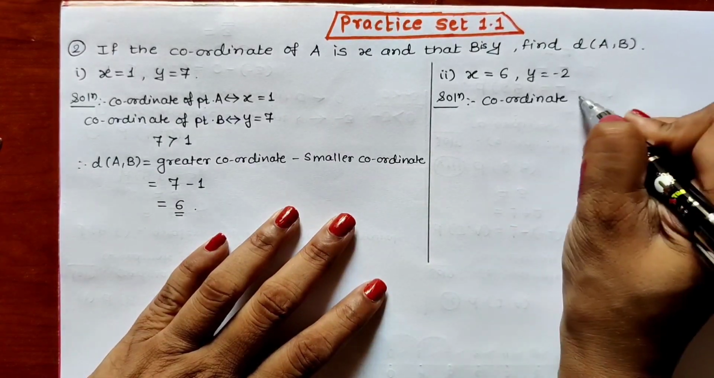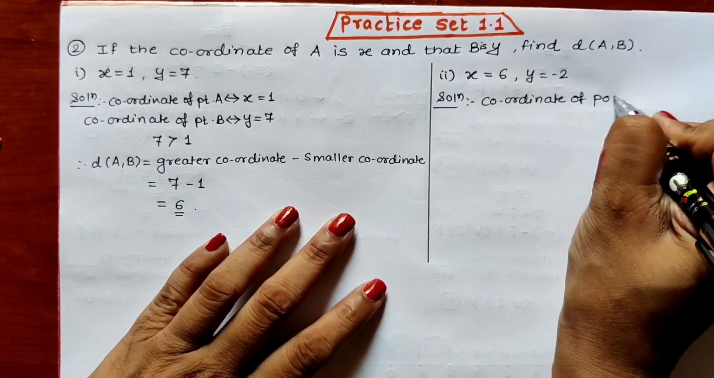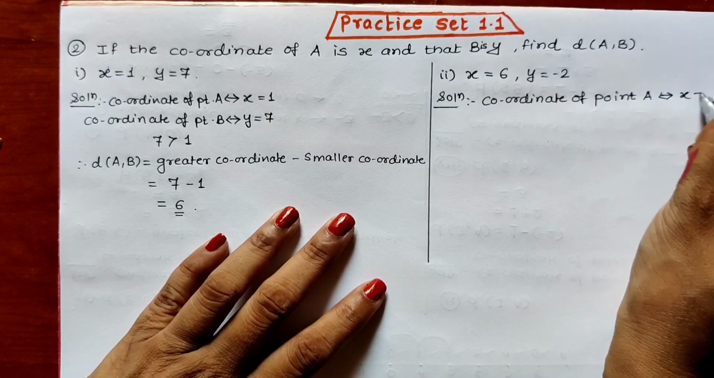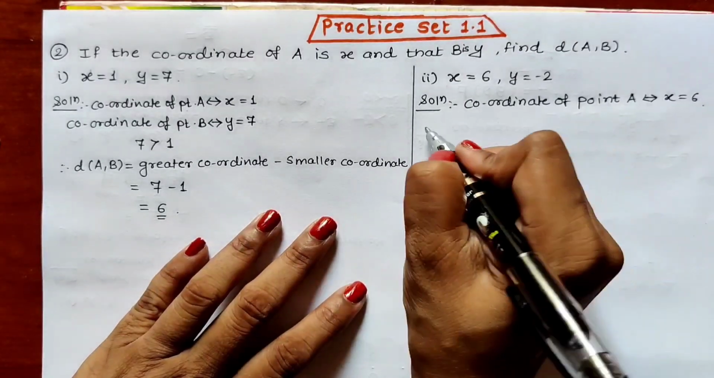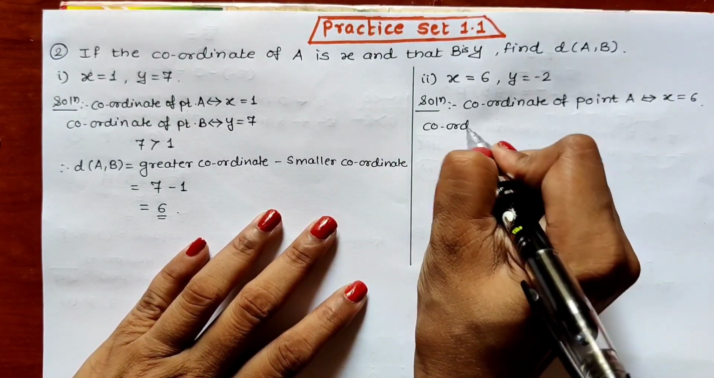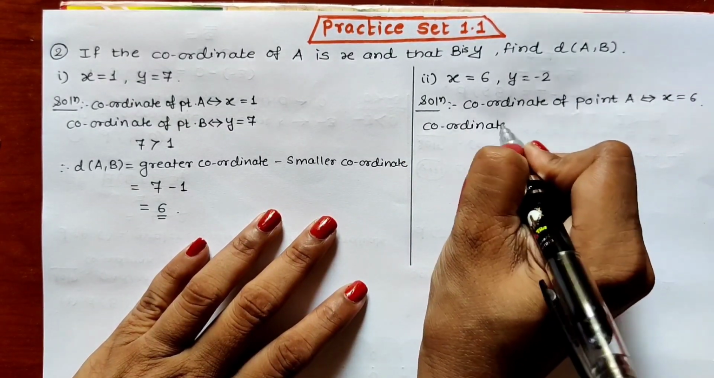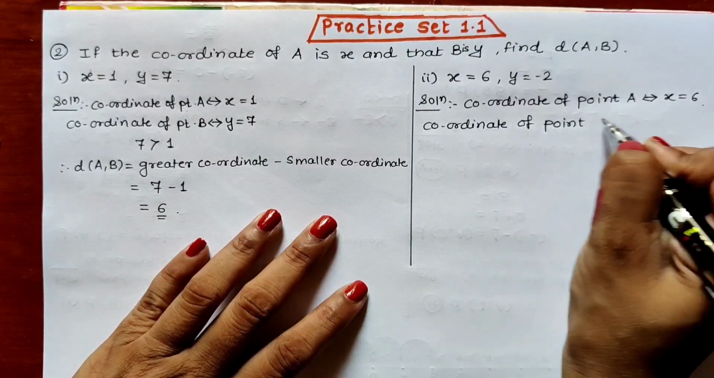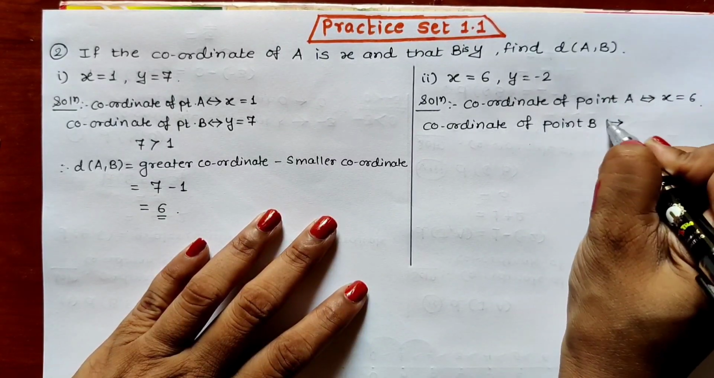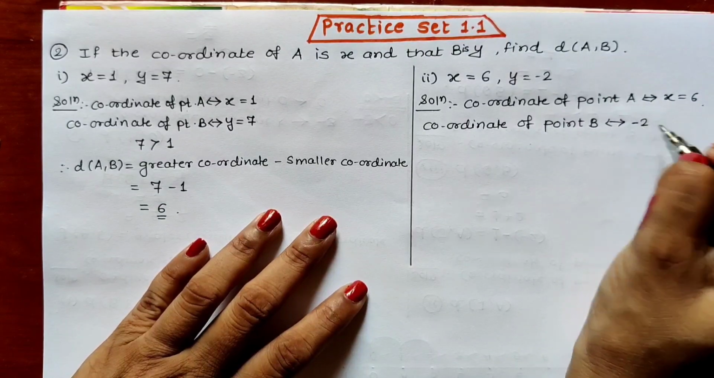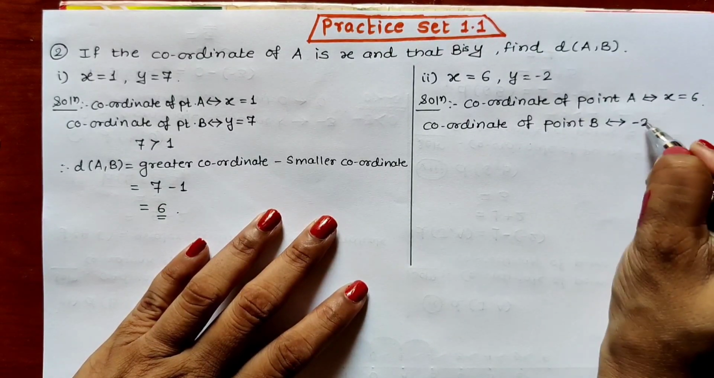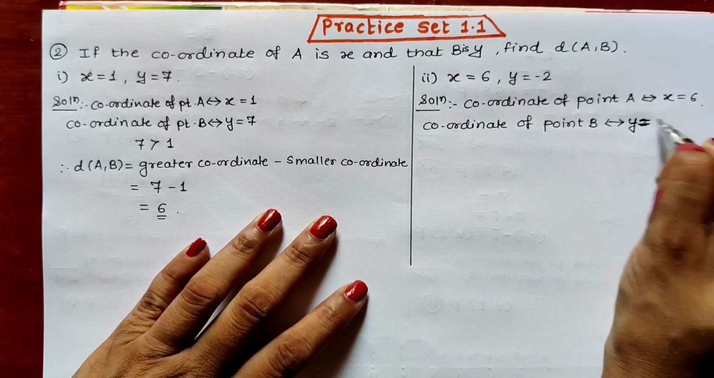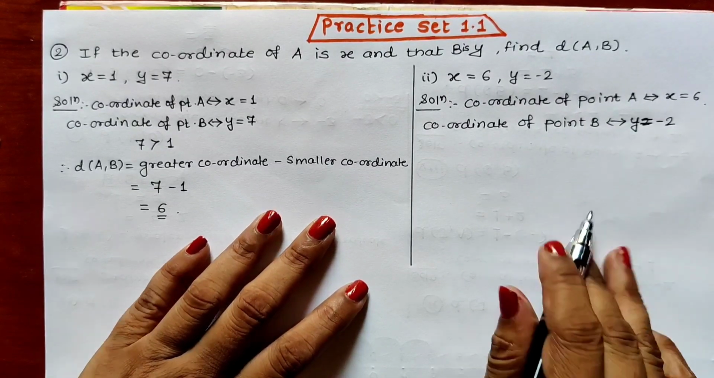Coordinate of point A, which is x, and x is equal to 6. Coordinate of point B, sorry, y. First we should write y, and it is equal to, y is equal to minus 2. In this way we have to write.